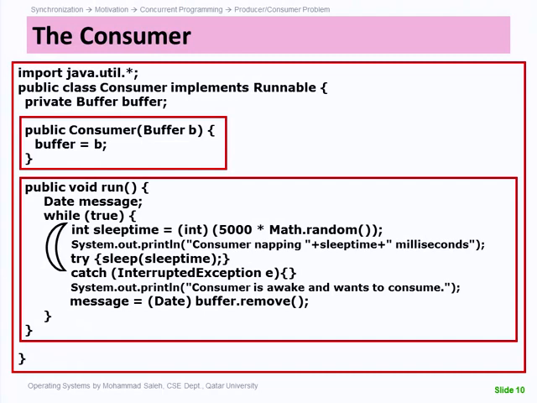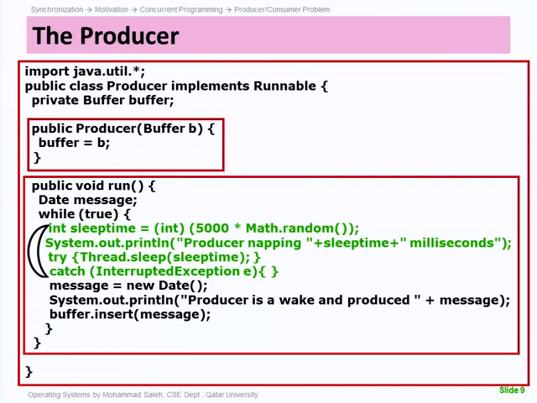Clear? Okay. Now, what's good about the code here, the consumer and the producer, is that this code can work for a bounded buffer and an unbounded buffer. The same code. Can anyone tell me why this code can work for a bounded buffer or even an unbounded buffer?